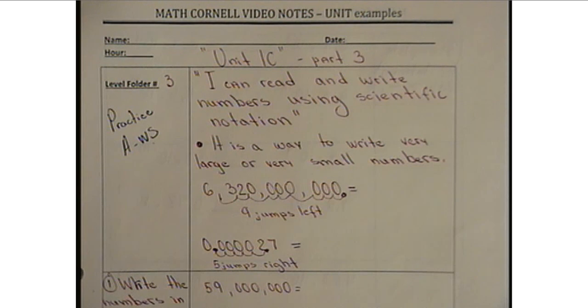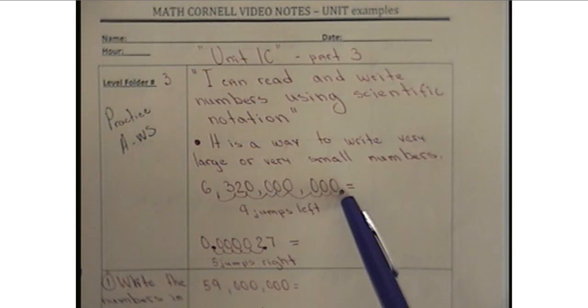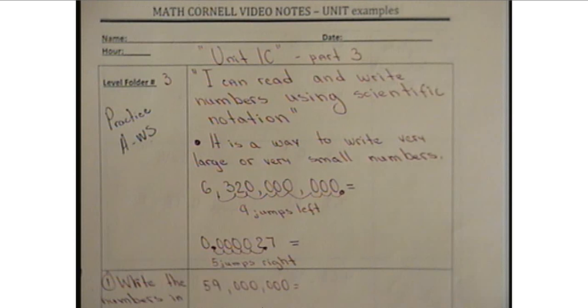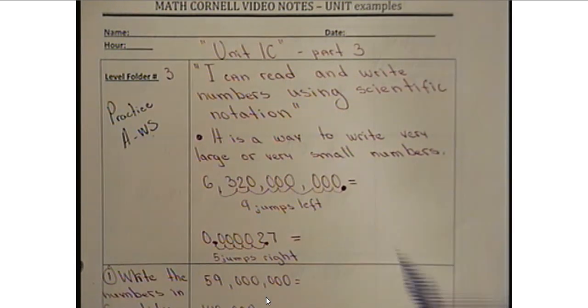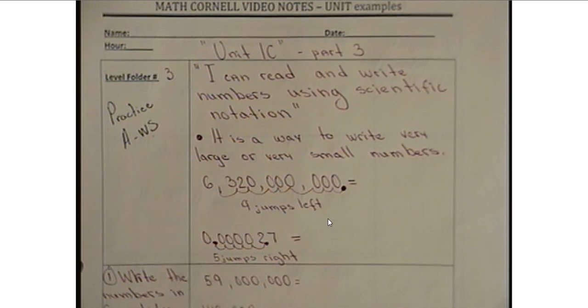Once you have written down the reason for using scientific notation, next I want you to write this big number on your paper. We have 6, 320, 3 zeros, and another 3 zeros, and on the end is my decimal point. So we have thousand, millions, billions, trillions. Really big number here. Okay? So now, how do we write this number in scientific notation?